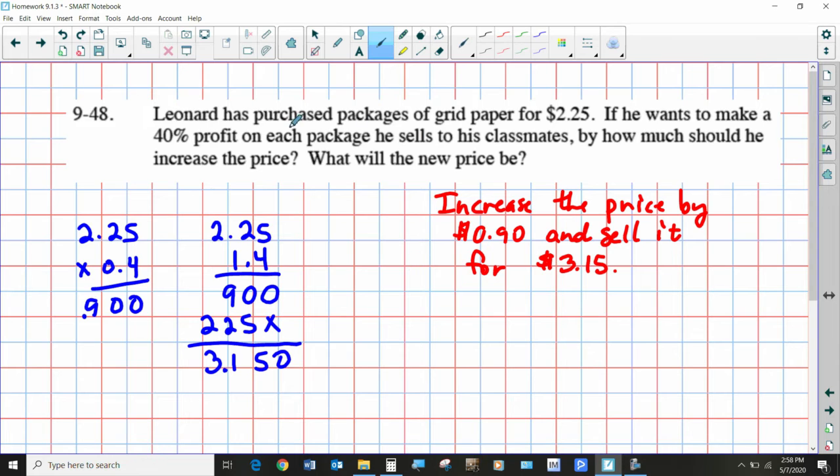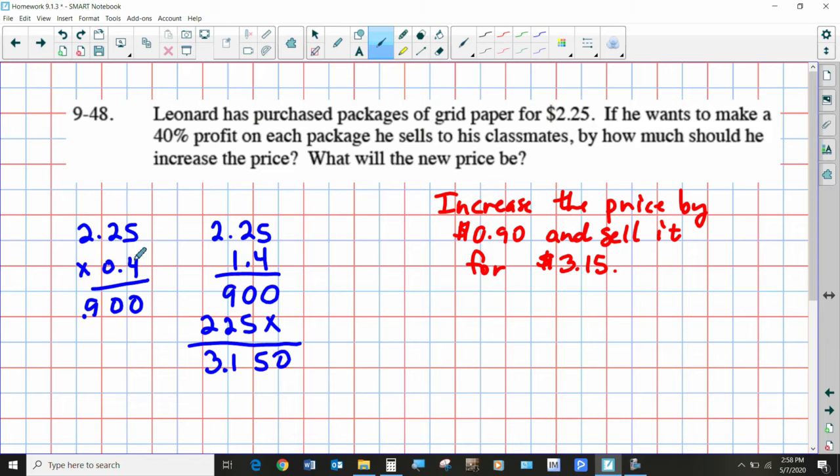All right, what do we have here? Leonard has purchased packages of grid paper for $2.25. He wants to make a 40% profit on each package he sells to his classmates. By how much should he increase his price? So what is 40% of $2.25?